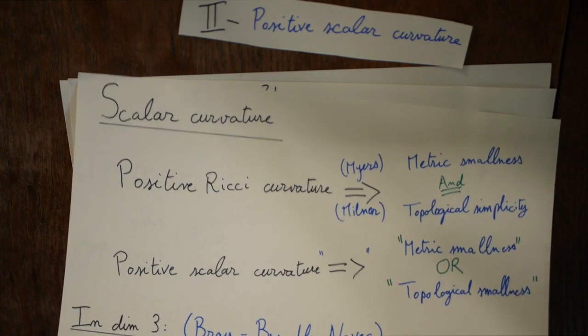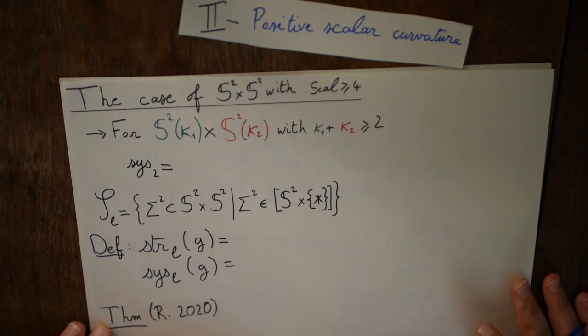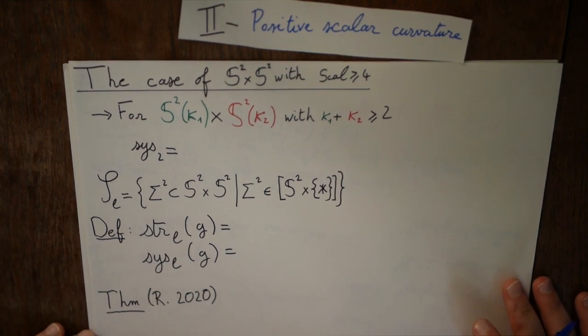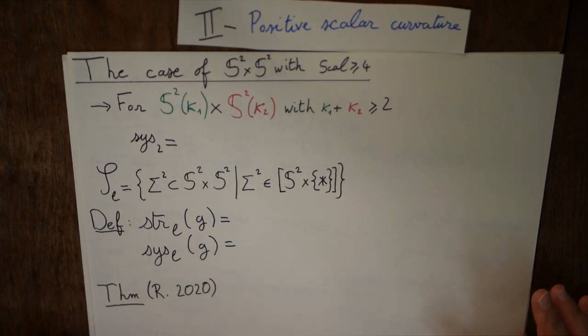And I will jump straight to the case of S2 times S2. So as the title of the talk implies, we will be mainly concerned with the two systole of positive scalar curvature metric on S2 times S2. And I will choose the normalization that the scalar curvature is greater than 4, which is what you get when you take two spheres of radius 1.